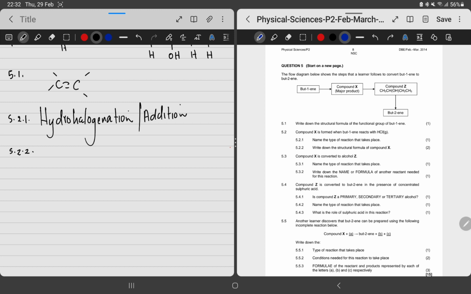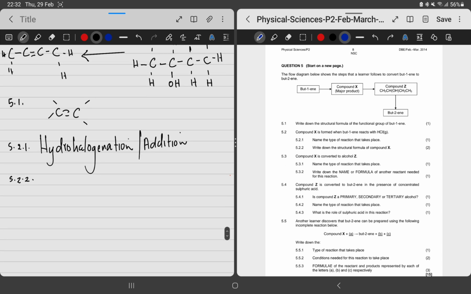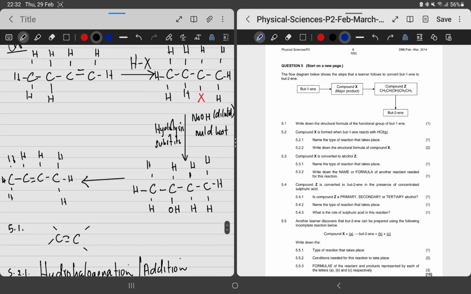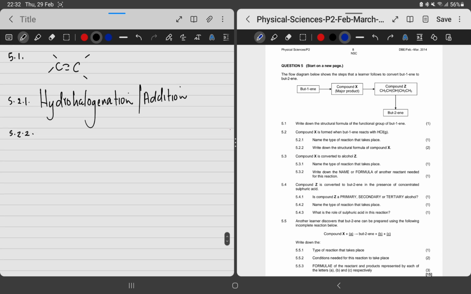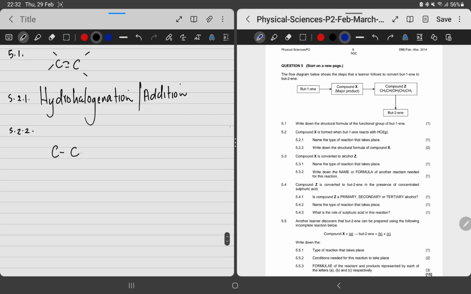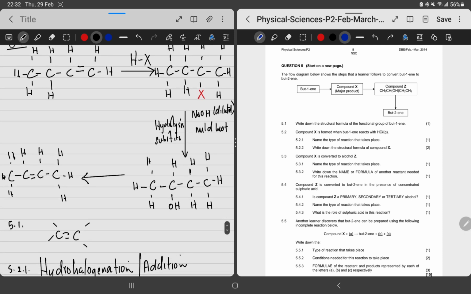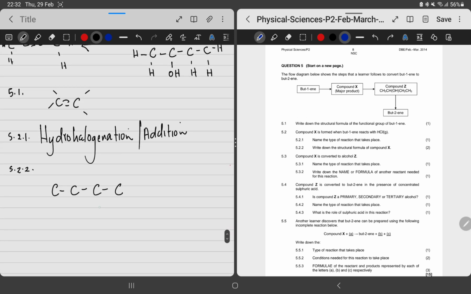5.2.2. Write down the structural formulae of compound X. I think we already have it there. 1, 2, 3, 4. So this is 1, 2, 3, 4. And then the halogen is going to attach. It's going to attach to the third. So this is a chlorine.